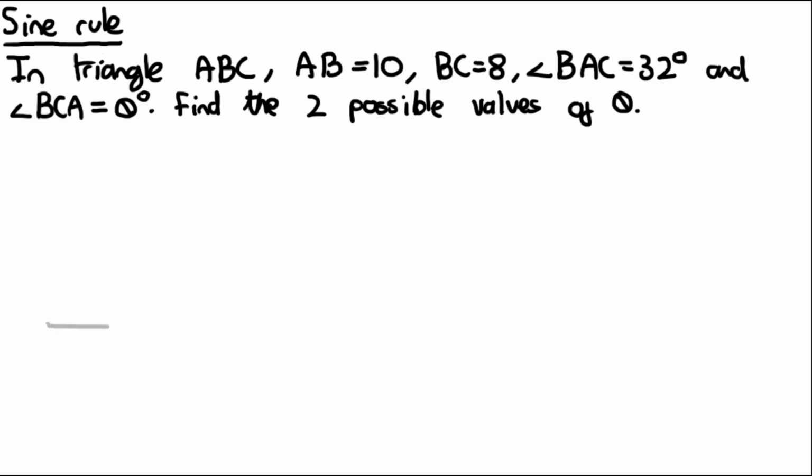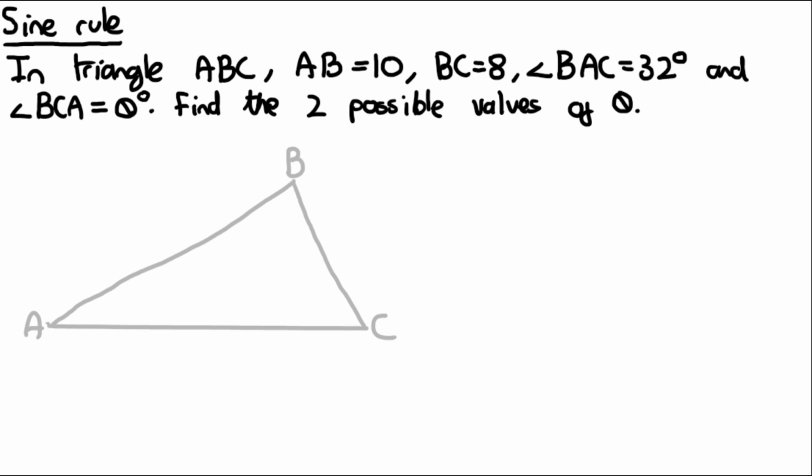I'll do a line here, then I'll connect this by a line like this. I can't use a ruler on a drawing tablet, so I'll draw lines like this. Call this A, this B, and this C. So AB is equal to 10, BC is equal to 8, and angle BAC, which is this angle here, is equal to 32 degrees. And we need to find BCA, which is this angle here, which is theta.